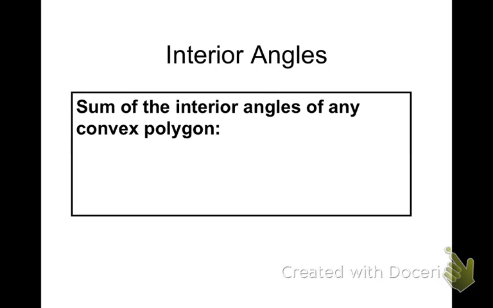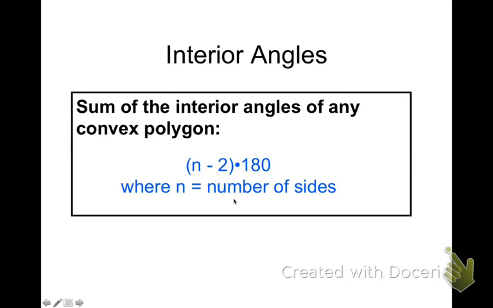So we've got some formulas we need to jot down. To find the sum of the interior angles of any convex polygon, what does convex mean again? Not necessarily all congruent angles. That's regular. Convex means there's just no indents into the shape. So as long as it's convex, which all of them will be, you take your number of sides, which we're going to represent with the variable n, minus 2, times 180.